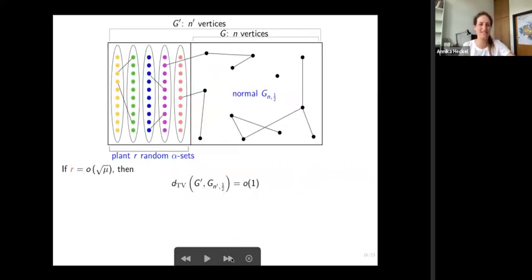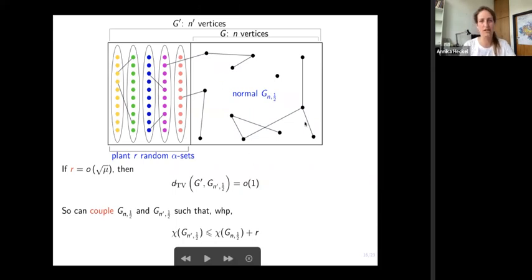Okay. So what this means is that in this model, we can couple this big graph where we've planted our independent sets of size alpha with the normal G(n', 1/2), so that they agree with probability 1 minus little o(1). And so overall, what we've constructed is a coupling of this normal G(n, 1/2) and a G(n', 1/2), so that the chromatic number increases by at most r, where n' is n plus alpha r. And yeah, so this is what we wanted. So this is how you get this coupling part of the construction.